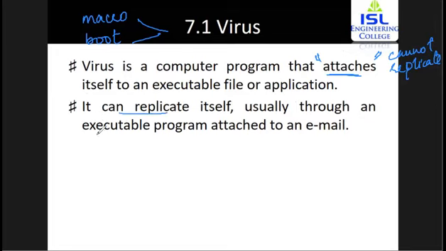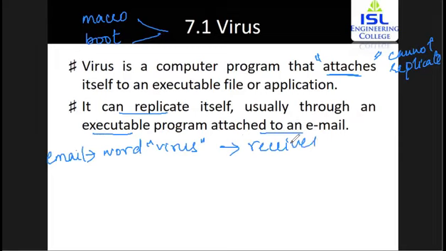So it can replicate itself via an executable program that is attached to an email. Suppose you're sending an email and the file that you've attached is a Word file. Now this Word file is attached with this virus. Any person that has received this email, if the receiver opens this file and downloads this particular Word file, his system is also going to be infected with virus. Anytime people open this file, that is how many times they execute the file, this virus is going to replicate itself that number of times.